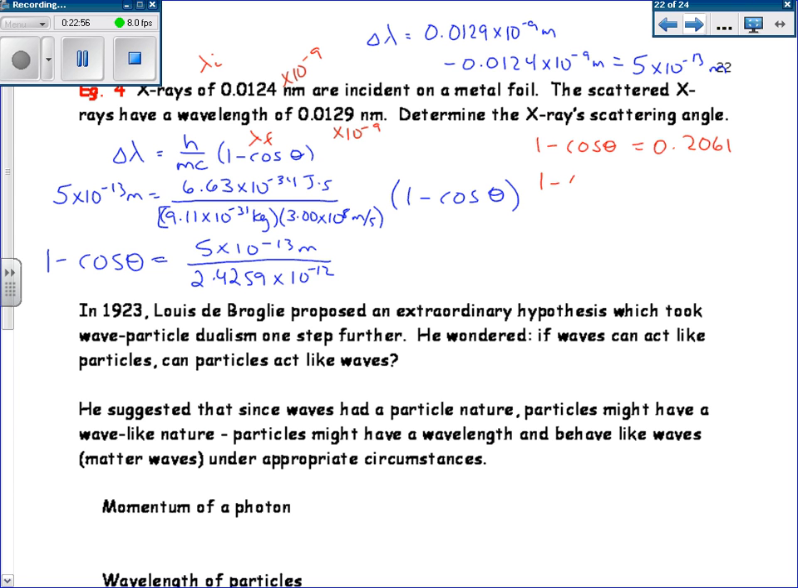So 1 minus 0.2061 is equal to cos theta. Theta is equal to inverse cos of 0.79389, which is 37.4 degrees. Okay, and that's a little bit more rigorous in terms of having to do the algebra, but it's doable. Especially when you recognize that h divided by mc is just always the same number. Like that number is always going to be the same no matter what it is.